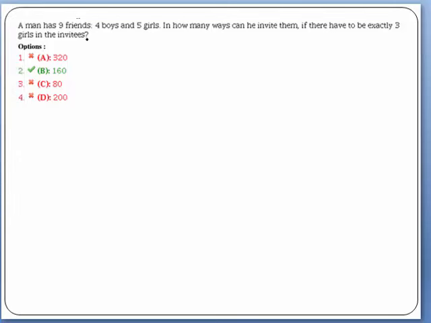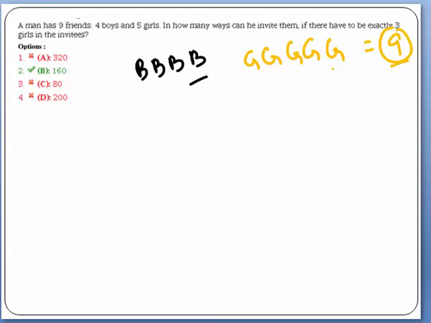The problem says that there is a man and he has got 4 boys as his friends, and he has got 5 girls as his friends. So a total of 9, and that is how we are representing it here. Now he says that he wants to invite his friends in a particular fashion so that there need to be exactly 3 girls. Every time he invites people, there need to be 3 girls.